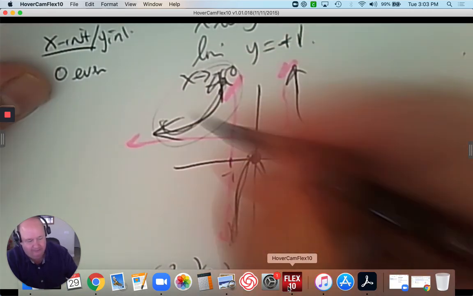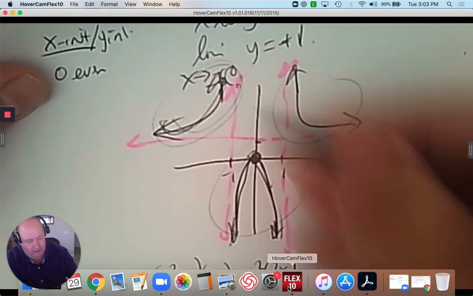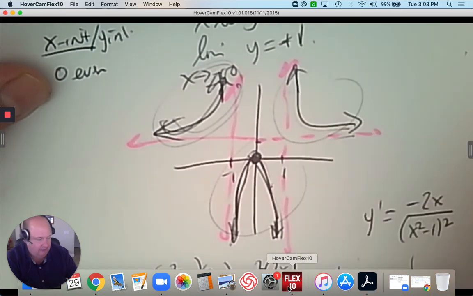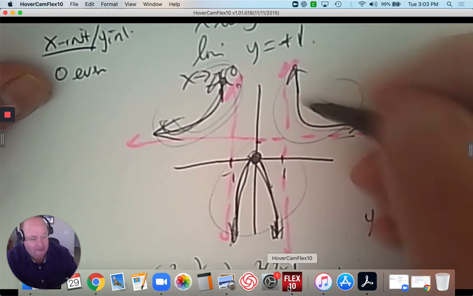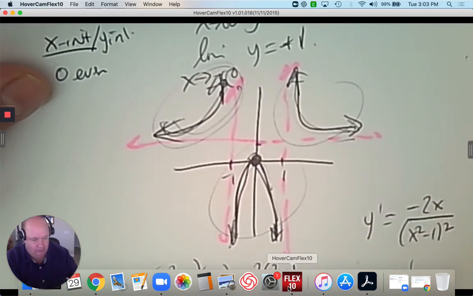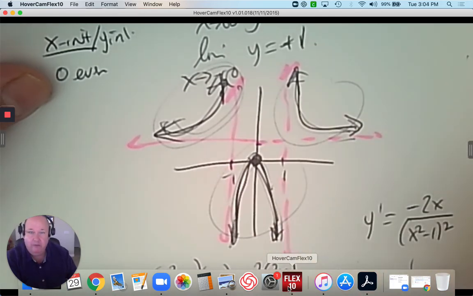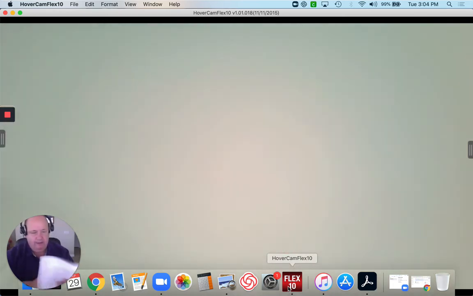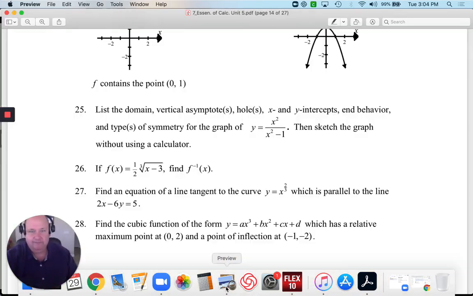You can see concavity here too. Concave up, concave down, concave up. And you can tell the concavity by the asymptotes as well. So I didn't need the second derivative. I could tell the concavity, the asymptotes led to the concavity. All right, 26.